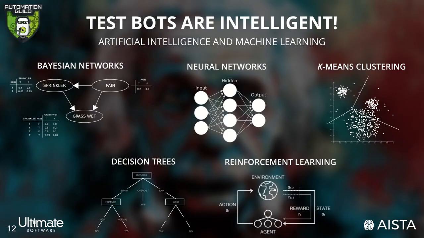Now, there's lots of different approaches to machine learning, and we're not going to cover them here, but it's worth mentioning so that you have a frame of mind that when we start talking about these bots and them using machine learning, what are some of the things that they're doing? There's Bayesian networks, neural networks, there's clustering, decision trees, reinforcement learning. There's such a wealth of information out there on these topics.